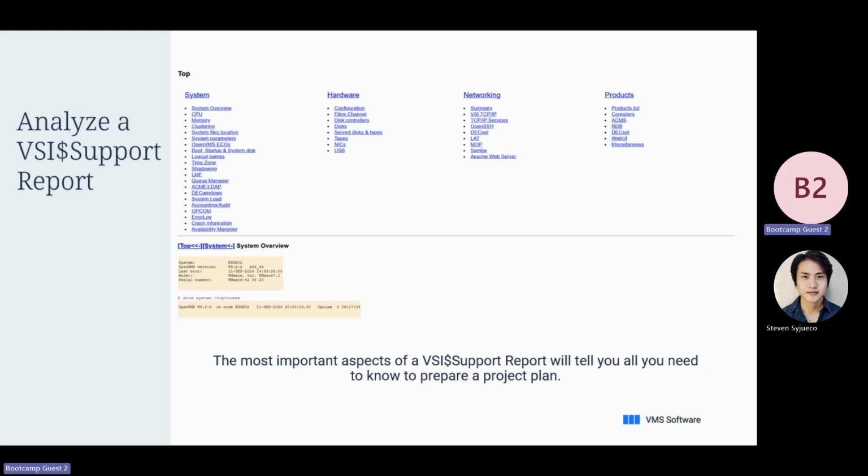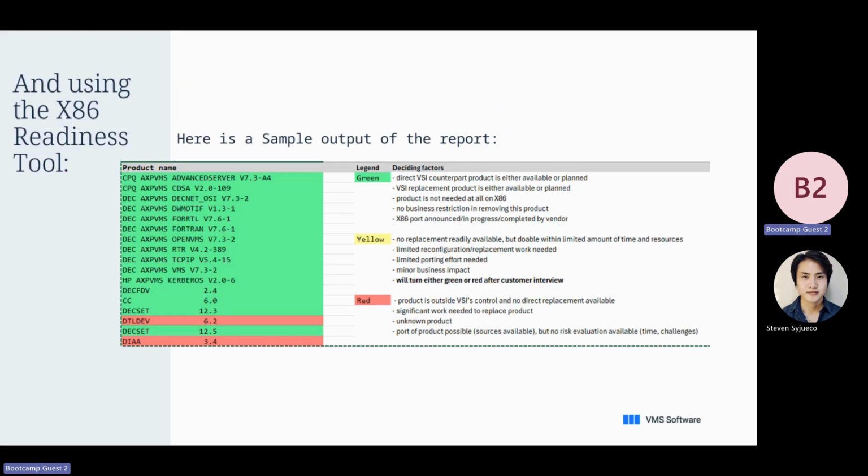While the VSI dollar support section does have a products list, we use a secondary tool to check each and every product and see what versions are available to update, or if there is an updatable version. We call this the x86 readiness tool. Some people refer to it as the version checker, but this is another invaluable tool that we use. Right here, we just have a sample output of what it looks like after we run the tool. Right here, we have DECnet version 7.3-2. At the time, this is the most updated version.